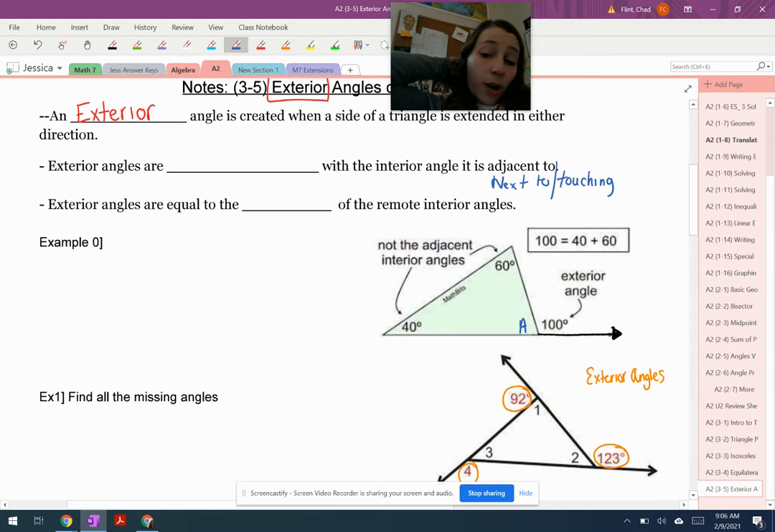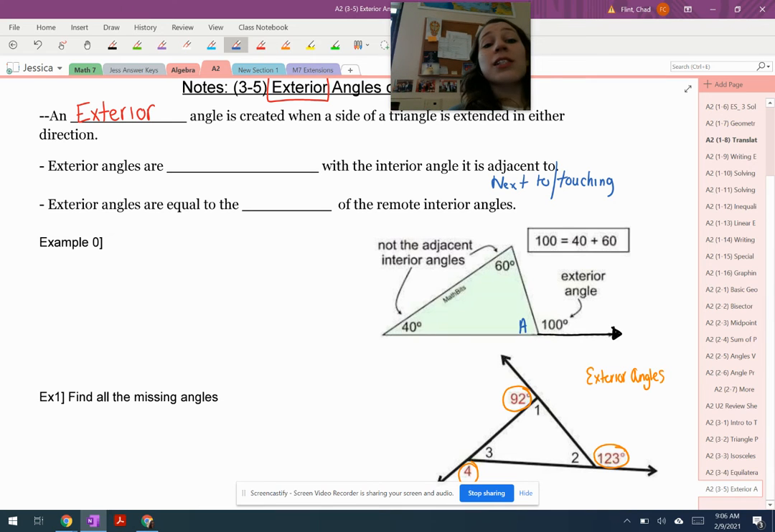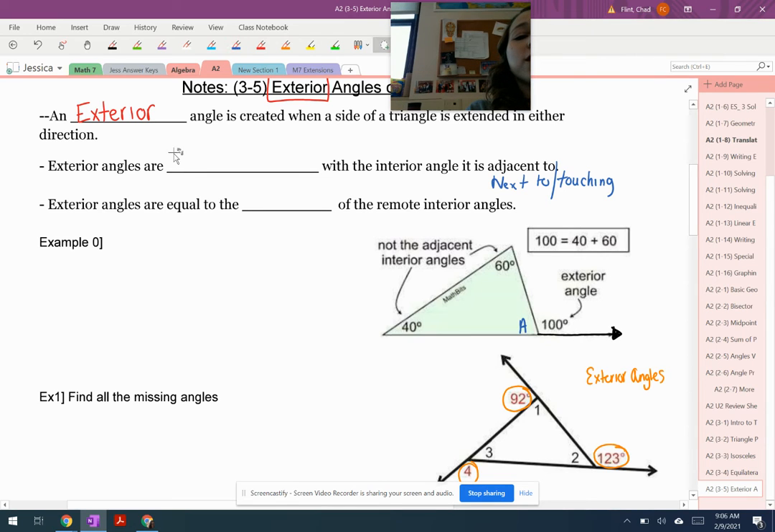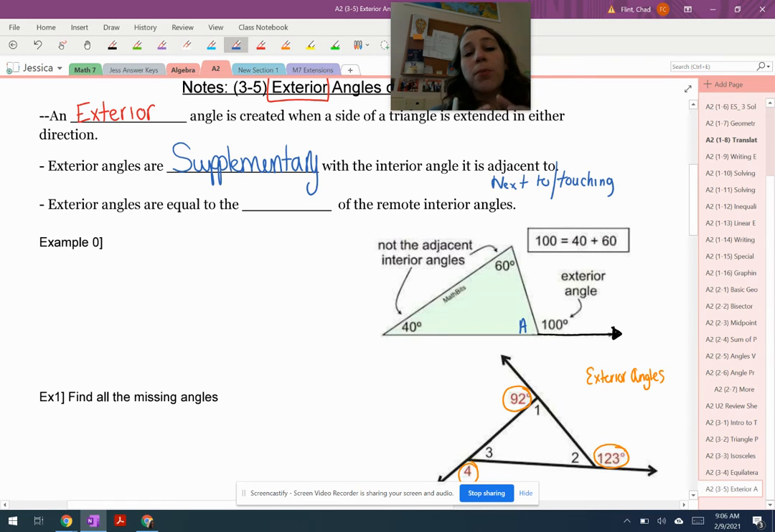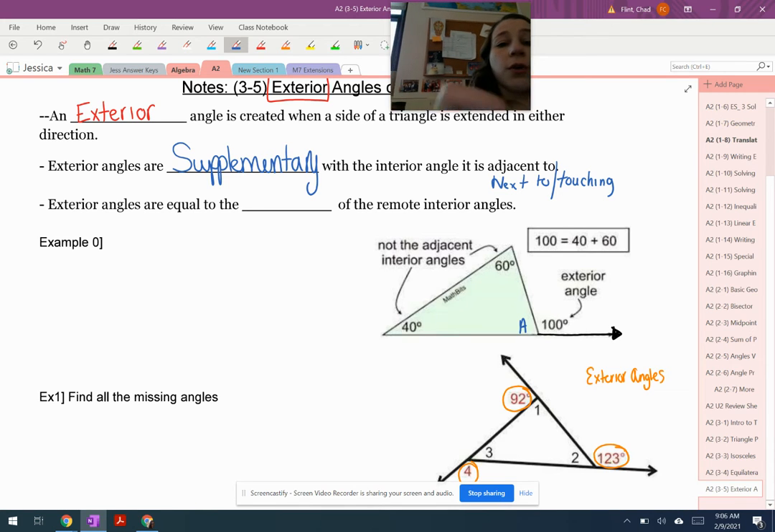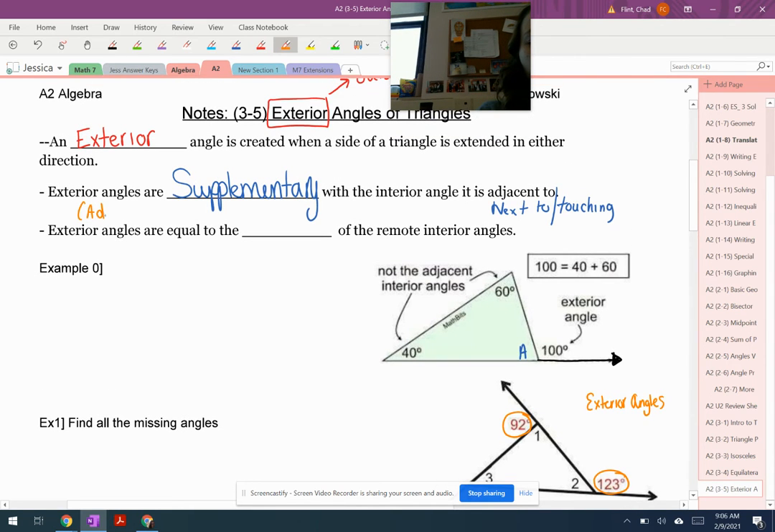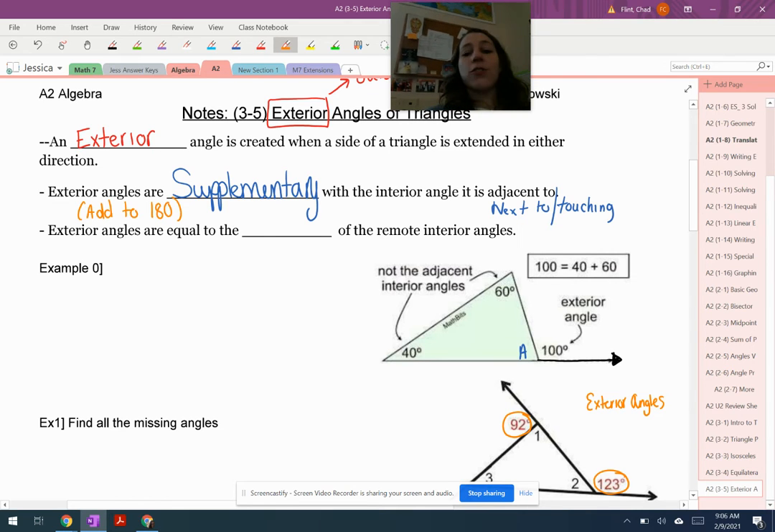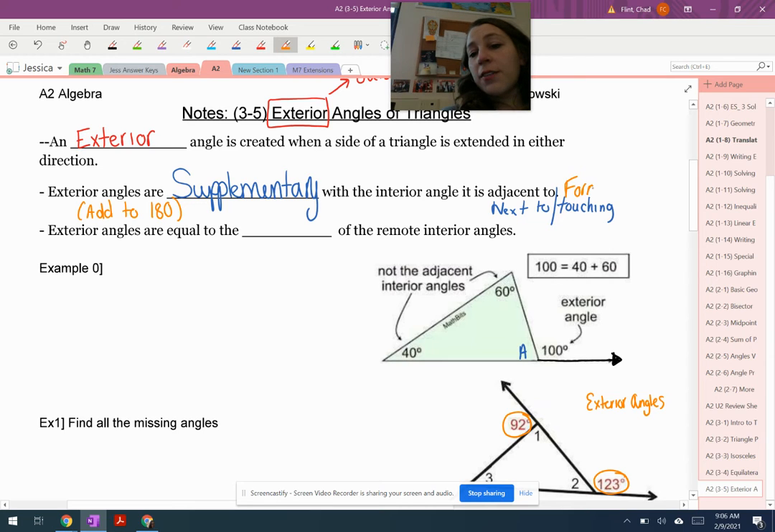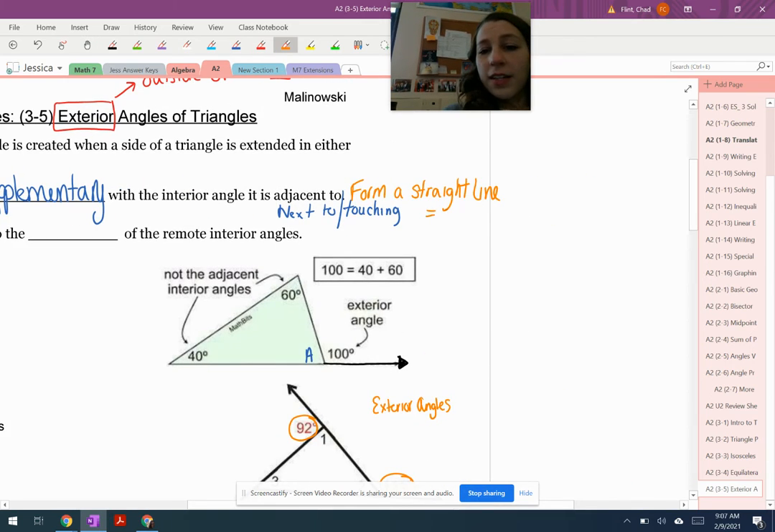So angle A and the angle that's measured 100 there, what do those come together to make? Those come together to make a straight line, which we know is 180 degrees, which from our previous unit 2, we know is called supplementary. So exterior angles are supplementary with the interior angle it is next to, or adjacent to. And remember that supplementary simply means adding to 180. That straight line, remember, they form a straight line, and that's equal to 180.